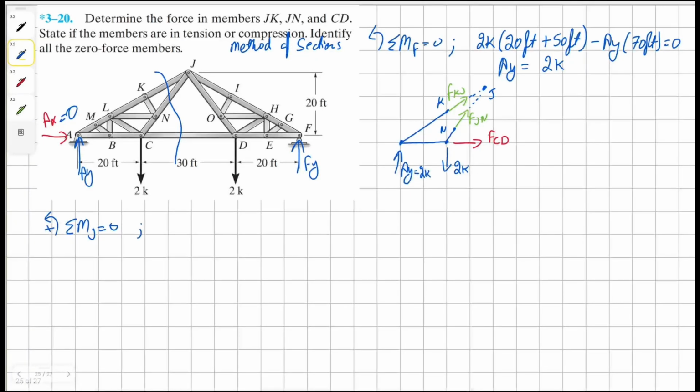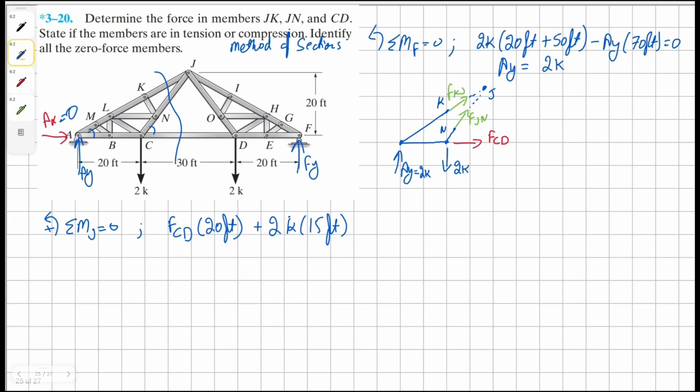Doing so, there isn't going to be any moment arm for forces KJ and JN. We're simply going to have counterclockwise force CD, and it's 20 feet away. Counterclockwise 2K, and it's 15 feet away. And one thing, before we move on to the equilibrium equation, we need to find our angle between NCD and our angle between AMB.